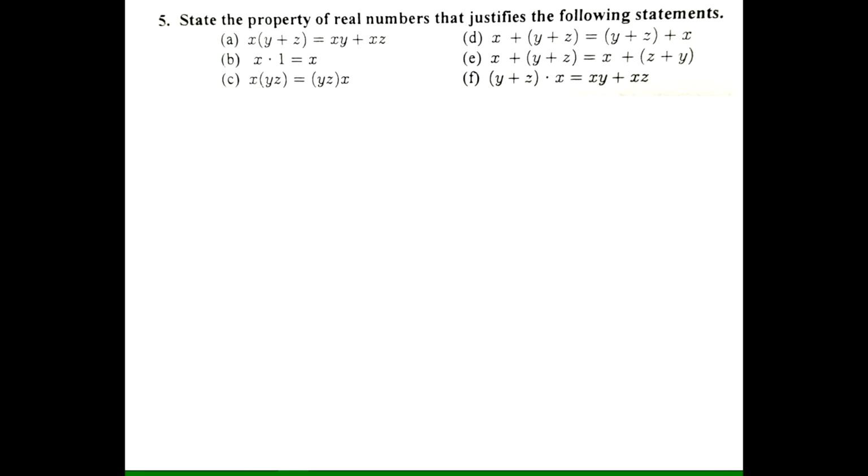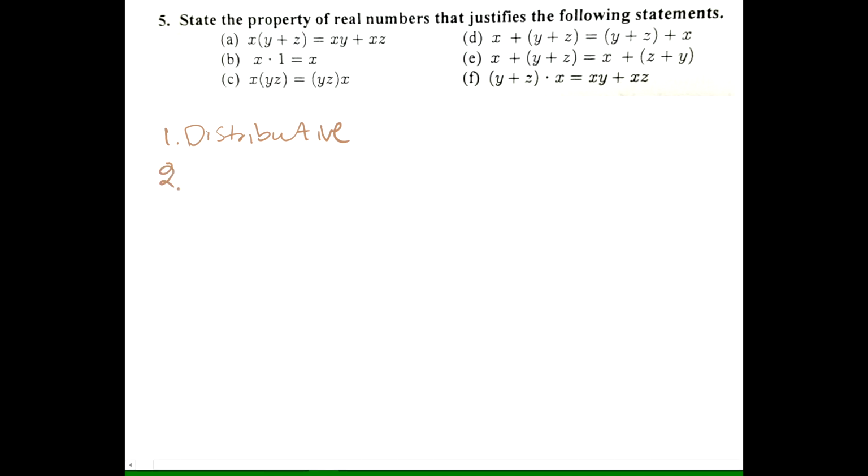Question 5. State the property of real numbers that justifies the following statements. Okay, before we go ahead and answer this question, I would like to list 5 properties of real numbers here. The first one is the distributive property, and this property says that multiplication distributes across addition.